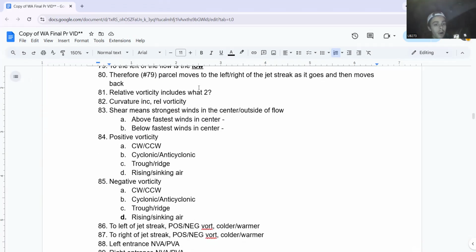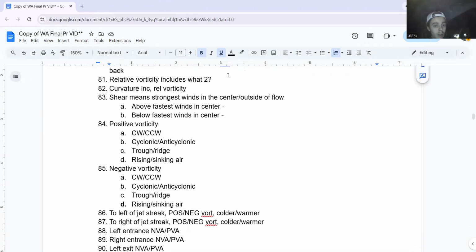Therefore, the parcel is going to move to the left or right of the jet streak as it goes and then moves back. So actually, it's going to move to the left because it's going to move towards the low. The forces, remember, get out of balance. Pressure gradient force gets stronger, and then Coriolis eventually balances out with it, but then it weakens again as it exits, and then back to normal.